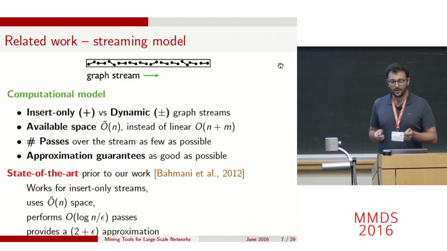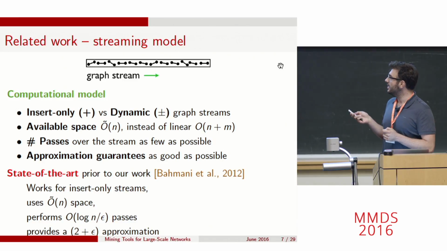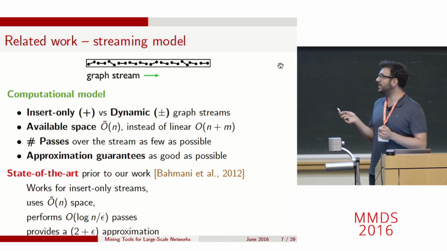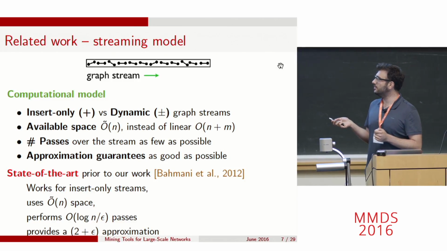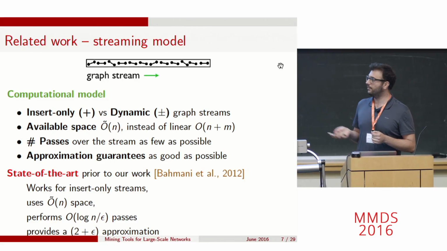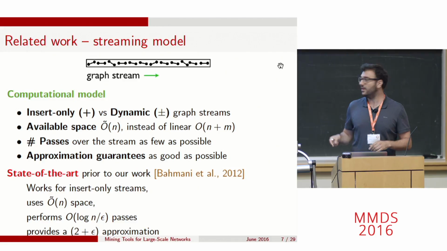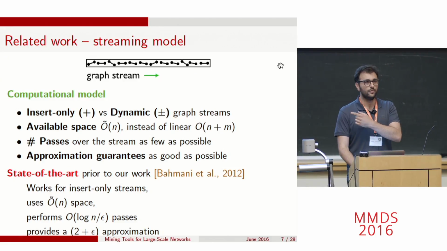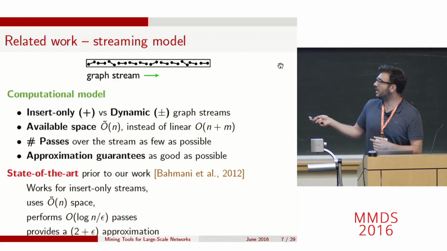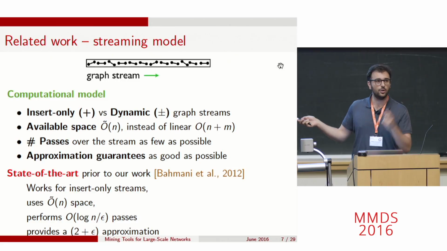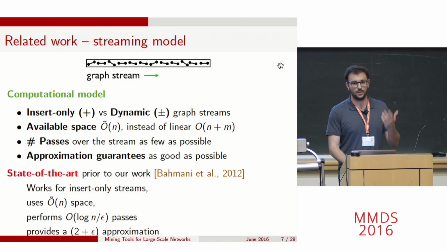So for the densest subgraph problem, prior to our work, the state of the art was due to Bahmani, Ravi Kumar, and Sergei Vassilvitskii. It works for insert-only streams, uses n polylog n space, performs log n over epsilon passes over the stream of edges, and achieves a 2 plus epsilon approximation. We improve this by giving an algorithm which achieves a 1 plus epsilon approximation using a single pass. So it's essentially optimal.